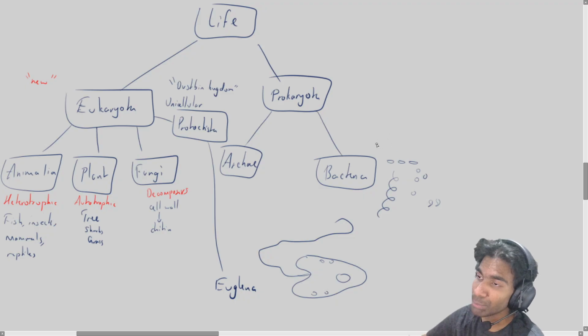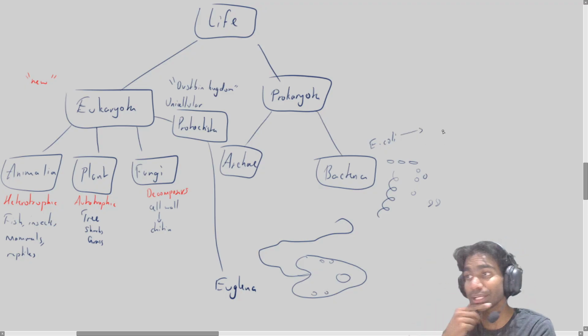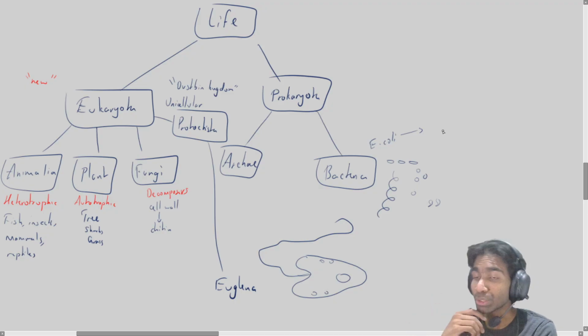Okay. Now an example of a bacteria could be E. coli. E. coli is used for a lot of different things. For example, it is used for making yogurt, but it's also the same kind of bacteria where different species of it could give you food poisoning. A lot of diseases come from bacteria.